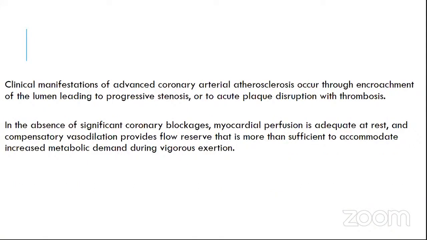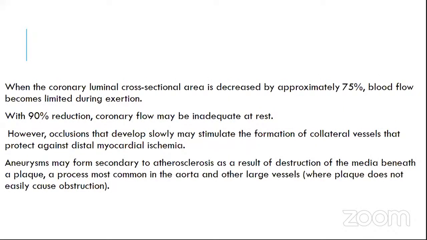Clinical manifestations of advanced coronary artery atherosclerosis occur through encroachment of the lumen, leading to progressive stenosis, or to acute plaque disruption and thrombosis. In the absence of significant coronary blockage, myocardial perfusion is adequate at rest, and compensatory vasodilation provides flow reserve that's more than sufficient to accommodate increased metabolic demand during vigorous exertion. When the coronary luminal cross-sectional area is decreased by approximately 75%, blood flow becomes limited during exertion. With 90% reduction, coronary flow may be inadequate at rest.